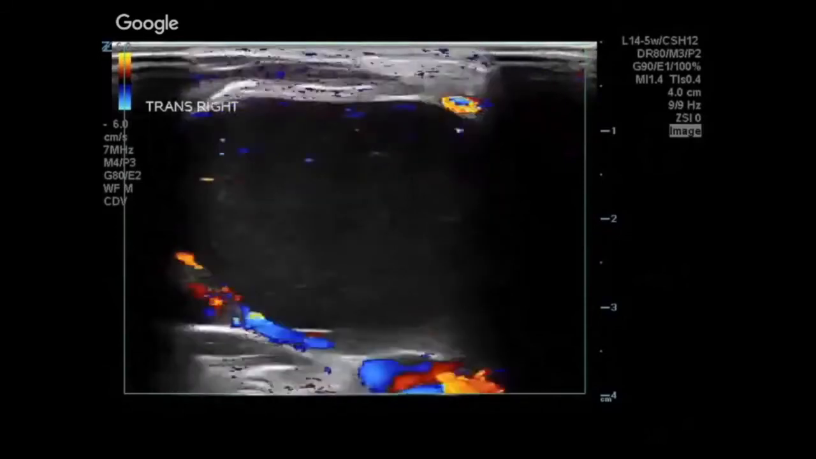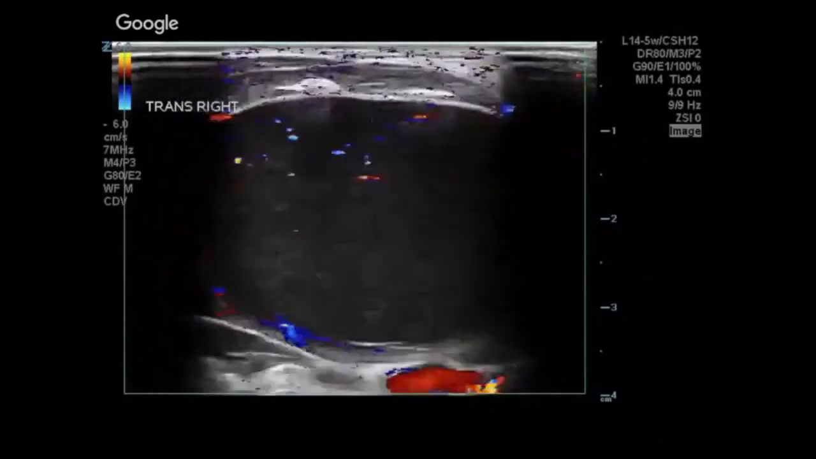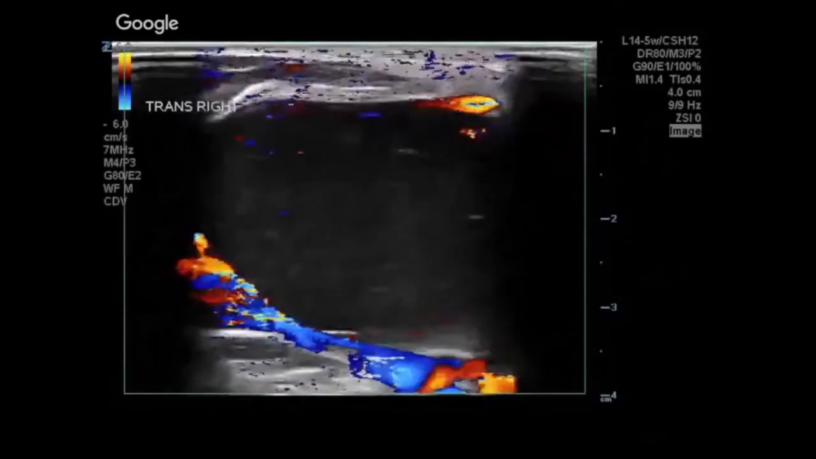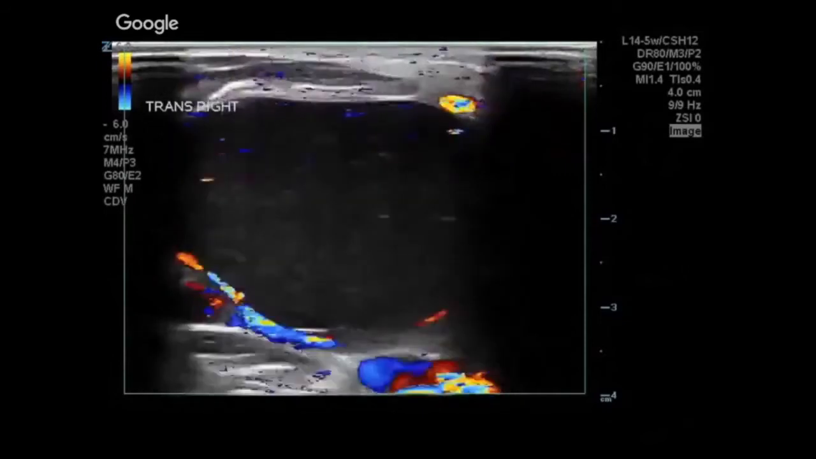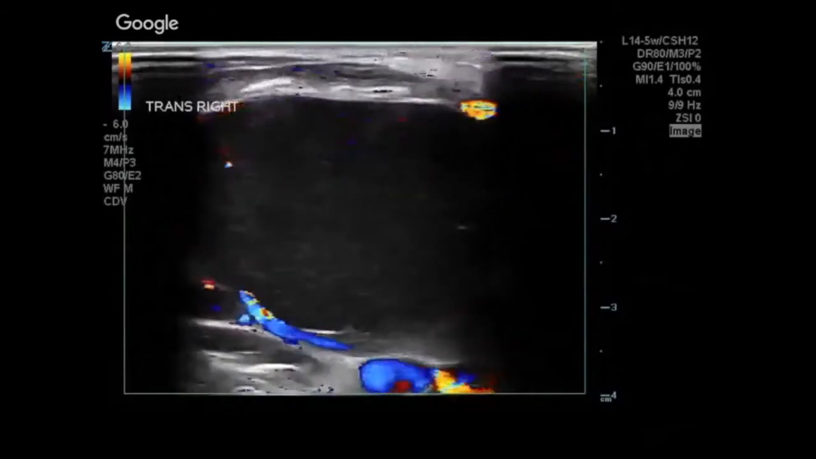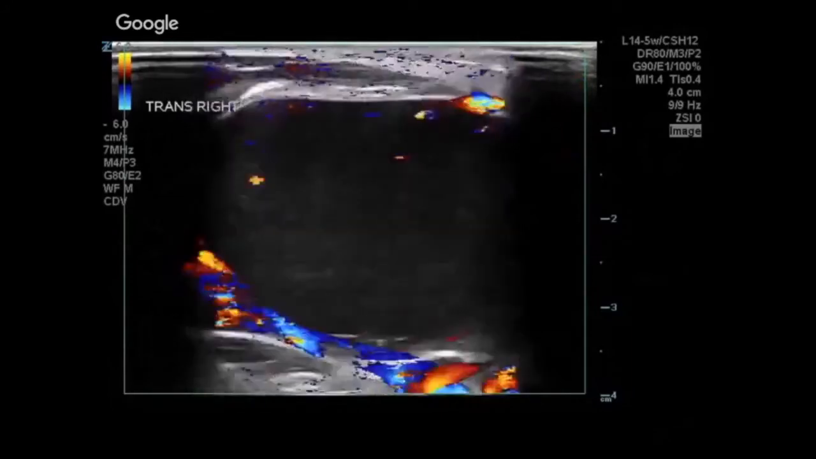It looks like a testicle, but without flow in the testicle, pretty worrisome. And it's the neck, so that's more worrisome. Yeah, it's really, really unusual. And she's a girl, but who knows?